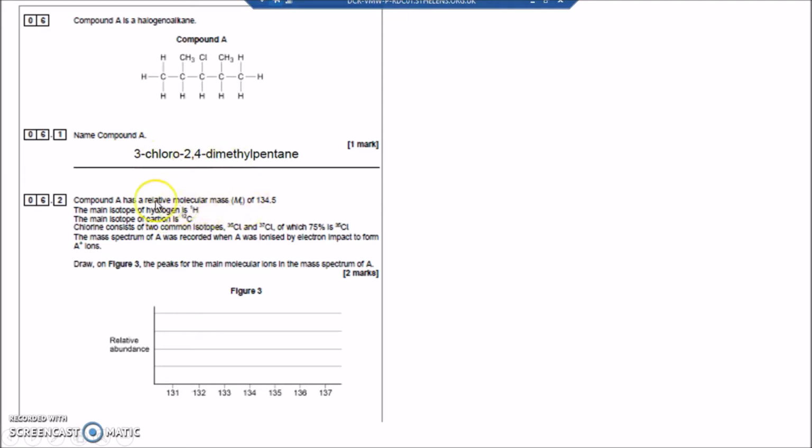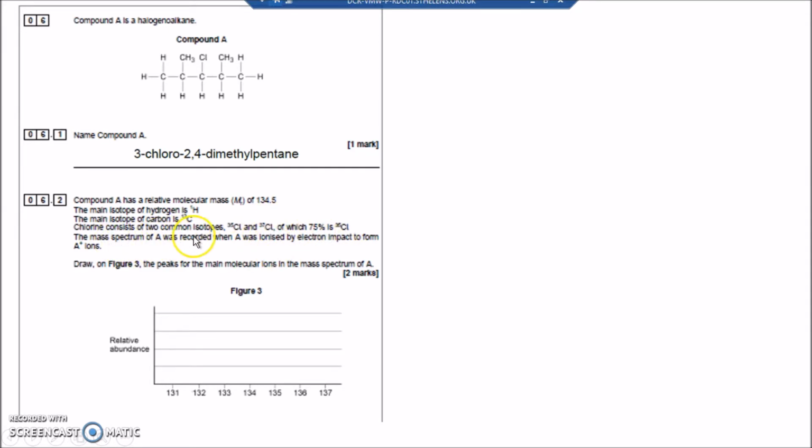Let's have a look at this then now. Compound A has a relative molecular mass of 134.5. The main isotope is hydrogen mass 1 and carbon mass 12. Chlorine consists of 2 common isotopes, 35Cl and 37Cl, of which 75% is 35Cl, so 3/4 of it, 3 parts out of 4, are 35Cl. 25% is therefore 37Cl. So 35Cl is 3 times more common than 37Cl.